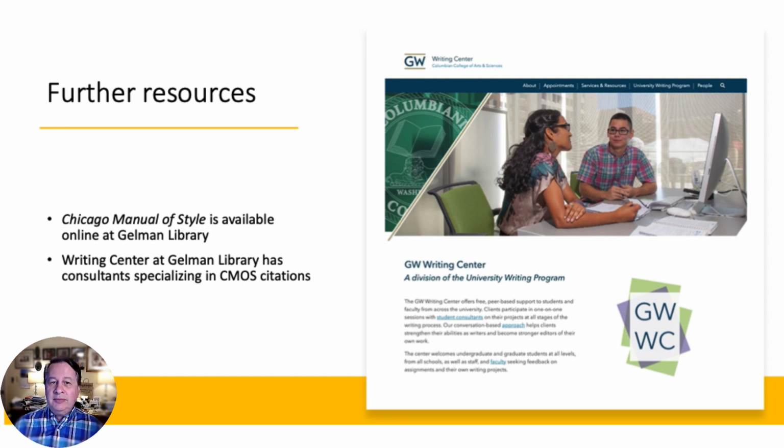If you are dealing with more complex things such as government documents or interviews, you'll want to look at these other resources. Or if you want to learn more about the sources I just talked about, the Chicago Manual of Style is available online at Gelman Library. So just go to the search bar, type in Chicago Manual of Style, and you'll get it online, and it's searchable because it is online. I always suggest, if you're going to be serious about writing, buy a copy yourself. You'll appreciate it. You'll use it all the time.